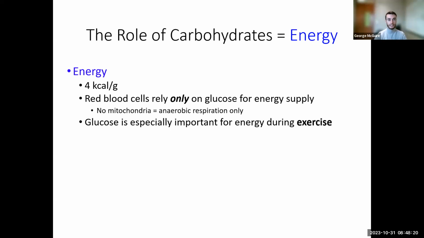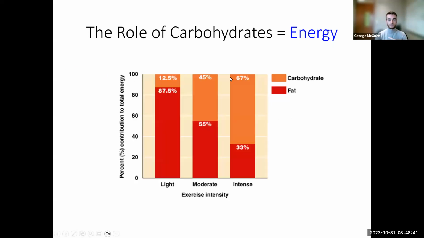So red blood cells can only use glucose to supply their energy. However, they do not have mitochondria, so they're not doing the full process of cellular respiration. They're doing anaerobic respiration. So glucose is the only source of energy they will use. And then glucose is going to be especially important for our muscles and for our neurons, our brain cells.